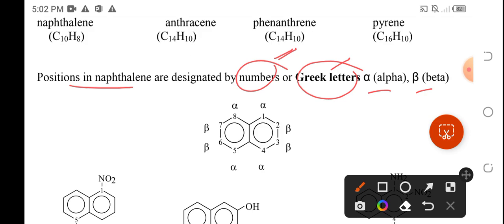Okay, so for naphthalene, mag-start pala tayo dito as carbon number 1. And that would be 2, 3, 4. And then we're going to jump 5, 6, 7, 8. Akala ko kanina 10 ang ating carbon atoms. Bakit 8 lang tong nilalagyan natin ng designations?